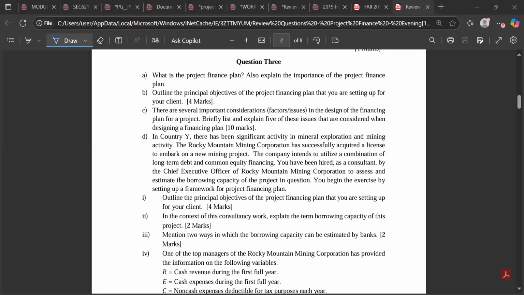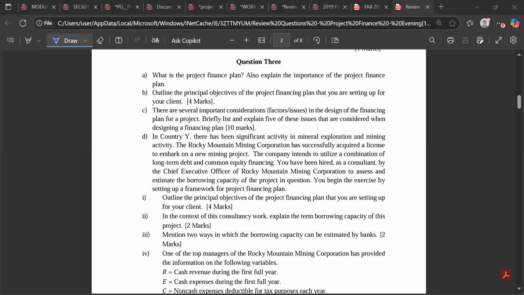And lastly, you're trying to comply with the legal and regulatory requirements. The finance structure should be compliant with national laws as well as international lending standards and other ESG requirements, the environmental and social governance requirements in this case. And that's how we tackle part B.